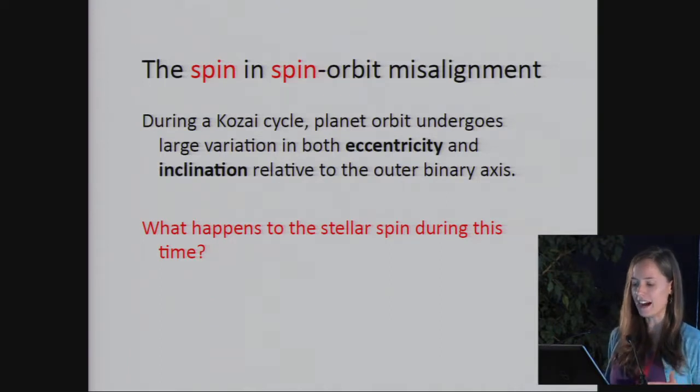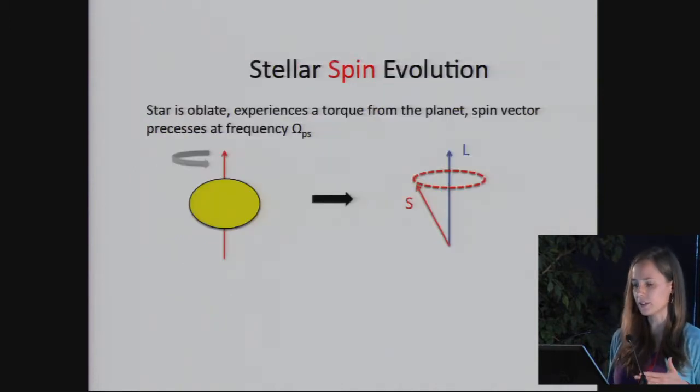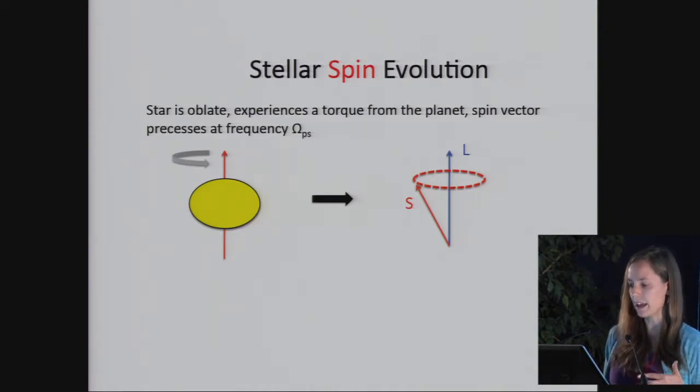It definitely is not just sitting there doing nothing. It's interacting with the planet. So basically, to understand this, the star is spinning. This causes it to be oblate. This causes there to be a mutual torque between the planet and the star.